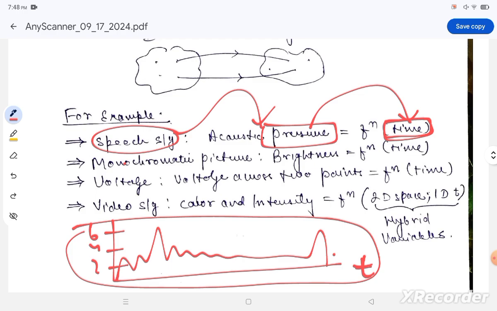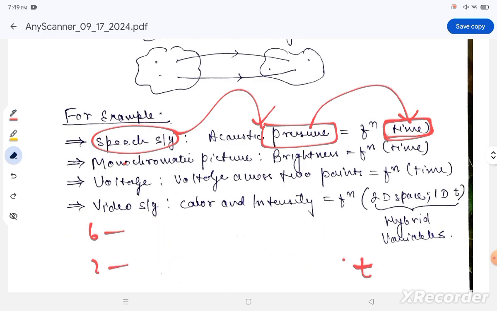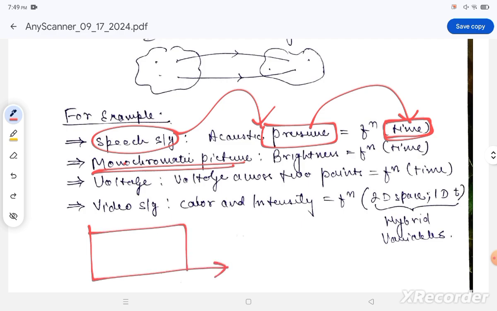Okay, this is the pressure signal. Now, if you look at the second example, it is about a monochromatic picture. Suppose this is the frame of the TV. In the first frame, let us assume this is the mountain, and this is the sun. Here it is bright, here it is dark, here it is dark, but here it is bright. Now this is frame 1.